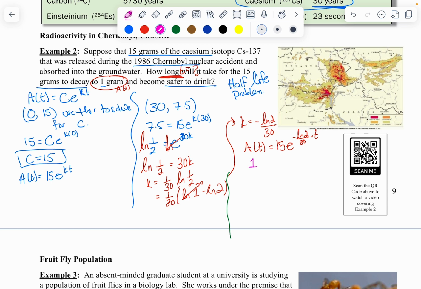So let's do this. We got our 1 equals, let's divide both sides by 15 first. So we got e to the negative ln of 2 over 30 times t. How could we clean this up a little bit more?